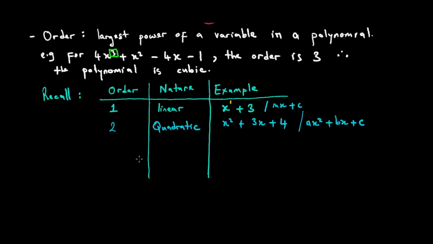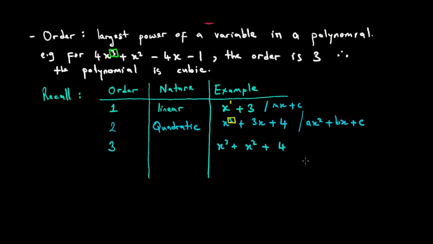So you see, the order tells us the nature of the polynomial we are dealing with. If it is a linear polynomial, the order is going to be 1. If it is a quadratic polynomial, the order is going to be 2. How about we have an order of 3? An example here would be x cubed plus x squared, maybe plus 4.